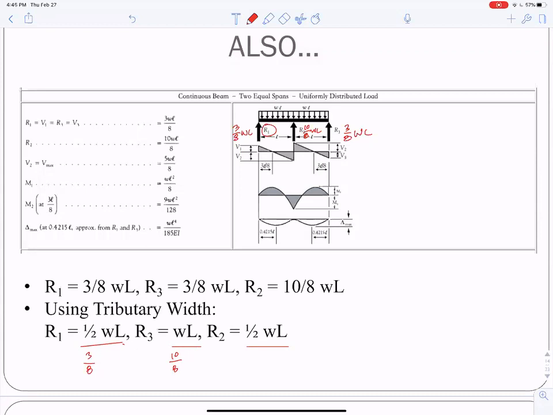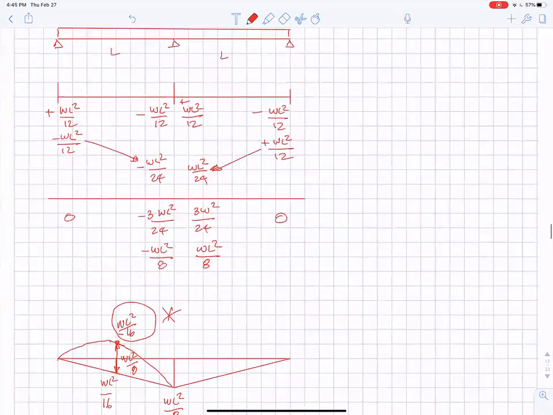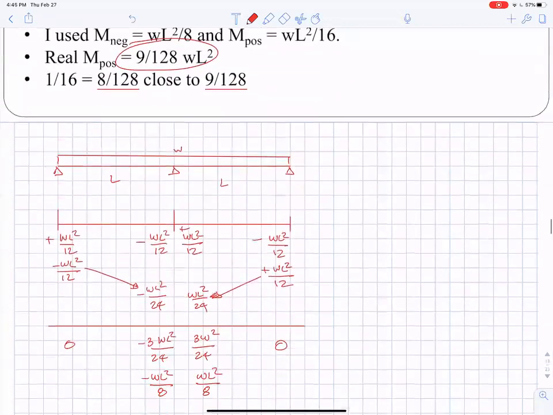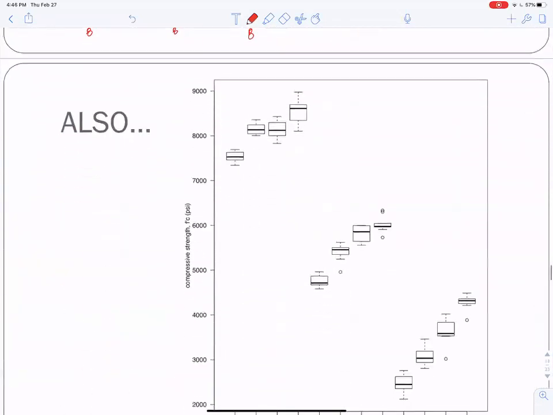This error gets smaller and smaller as you have more spans, but I'm just saying that I'm not gonna sweat using 1/16 instead of 9/128. That's just one example. Here's another one.